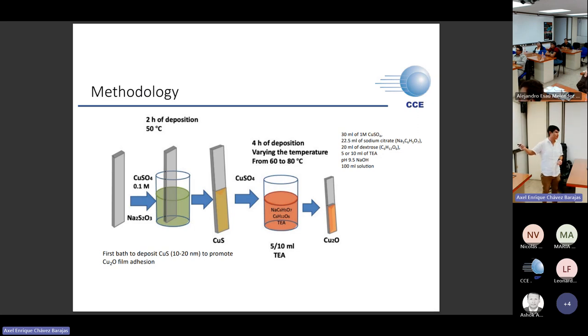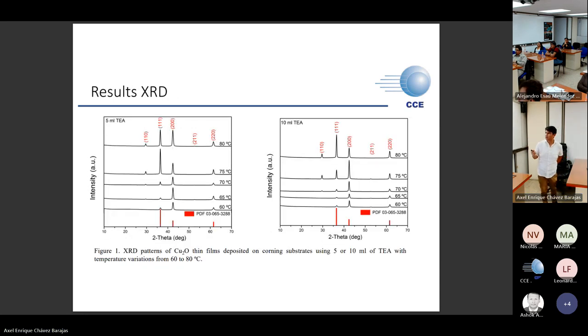And we adjust the pH around 9.5 by adding some drops of sodium hydroxide. At the end, we complete the solution with conventional water. And these are the results. What I am looking for is how these peaks move. In this case, it's more notorious how the peaks move with the temperature.